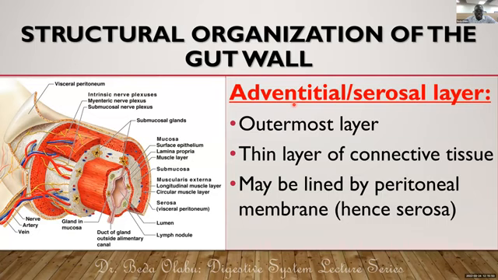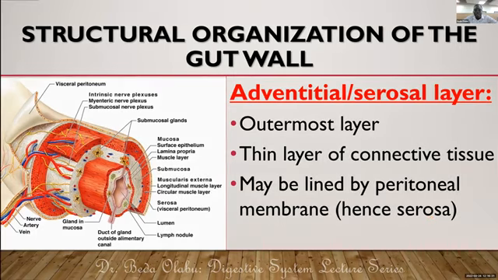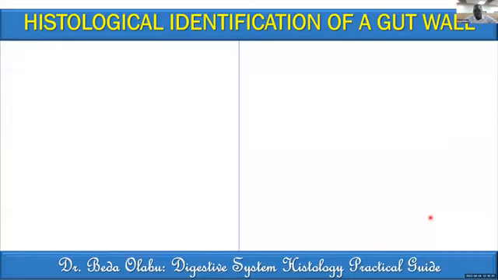So think about it. Things like esophagus. A large part of the esophagus is not lined by peritoneum because it is in the neck, then thorax. So that one will predominantly have adventitia. How about things like ileum that are completely invested by the peritoneum? Those ones will have serosa. Good, so that's the structural organization of the GIT wall.